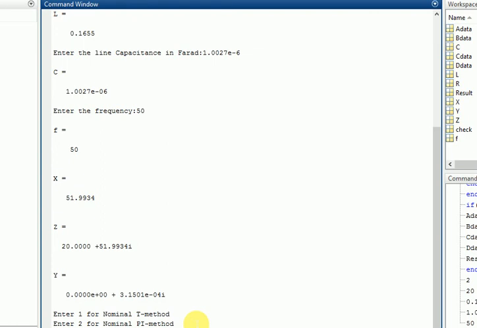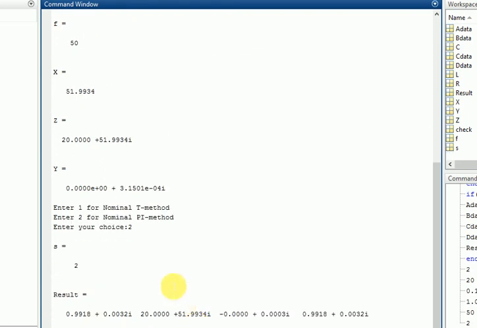So we are going to solve the nominal T method first. For the nominal T method, we are feeding the nominal Pi method. We are putting the parameter over here. So I am entering here 2. So the result which is shown over here, you can see that the 0.9918 means this is the parameter A, this is B, this is C, and this is D for this system.